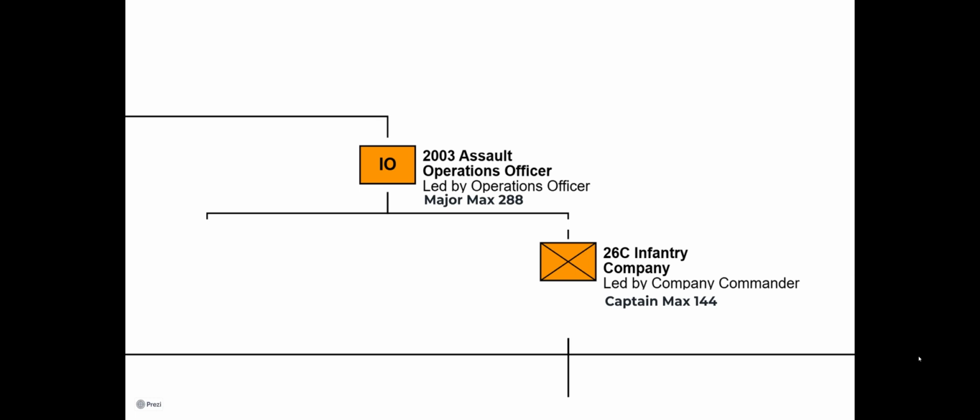Now we get to the assault operation officer, or operation officers depending on the battalion you are in. Each operation officer has 2 companies. In this case, 2003, the assault operations officer, is designated assault because he is leading 2 infantry companies. The operations officer is in charge of making sure that both company commanders are performing their tasks and designations from the battalion commander accordingly.